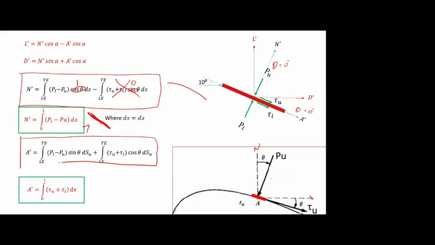Similarly, the axial force equation, this is for the thin aerofoil. Again the theta is 0. So here this term is 0, this term is 1. You will get A dash is equal to integral of tau u plus tau L ds. Instead of ds we have dx. That's how we are getting these two equations for the flat plate. Is it clear?